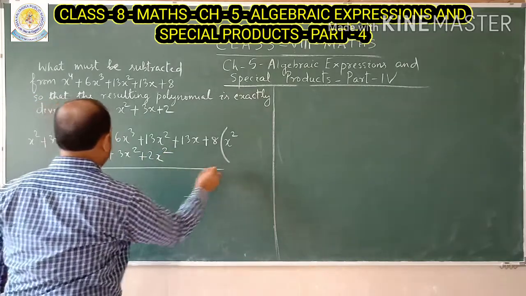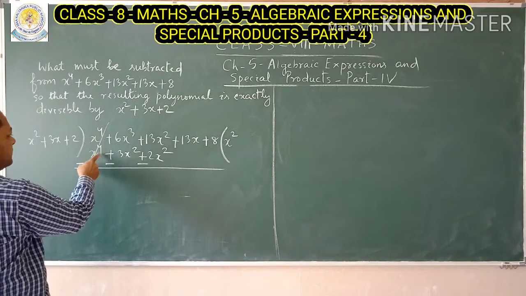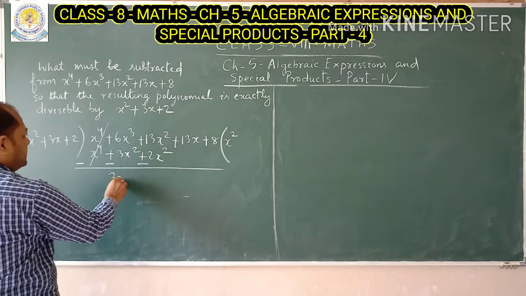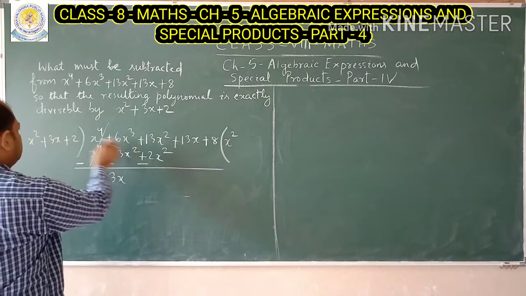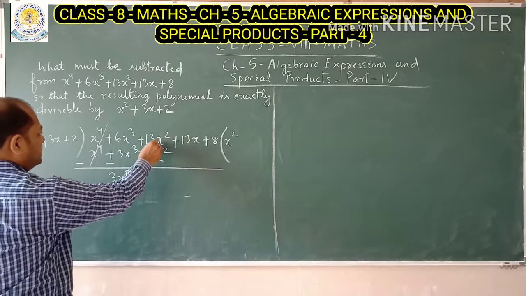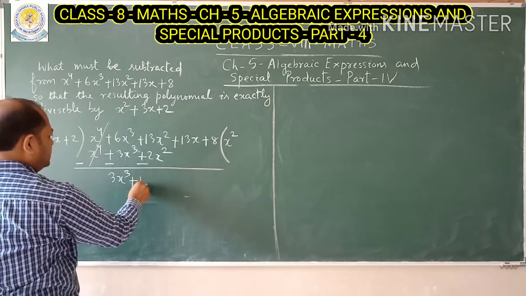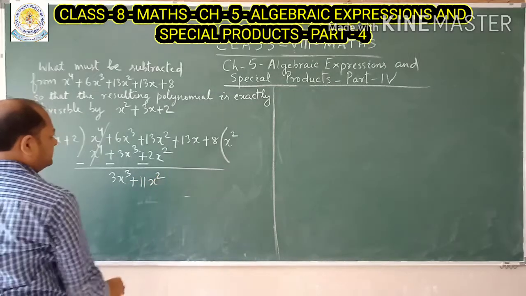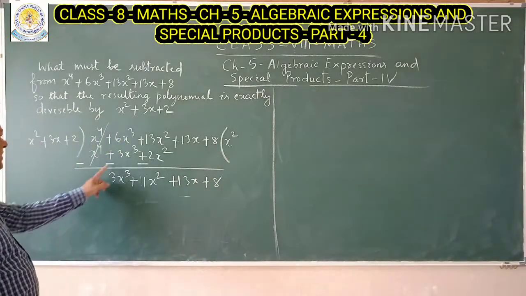So now do the minus operation. So here minus, minus, minus. So here x to the power 4 and x to the power 4, plus and minus cancel, 0. So 6 minus 3 is 3x cube, because x square times x is x to the power cube. Then here 13 minus 2 is 11, and 3 minus 2 is 1. So 11x square. Then plus 13x, then plus 8.